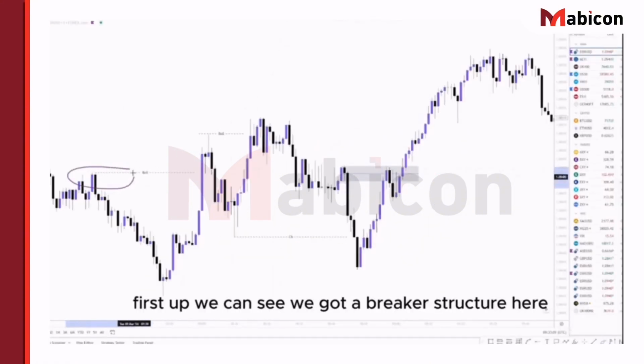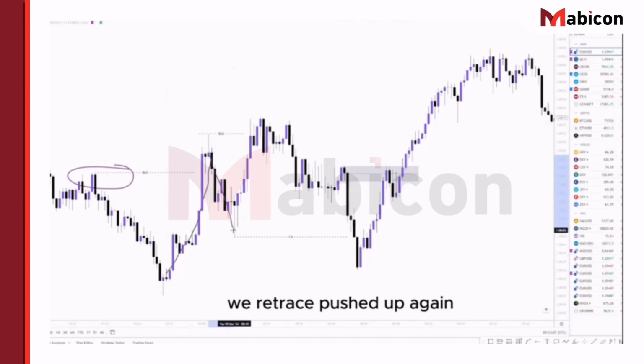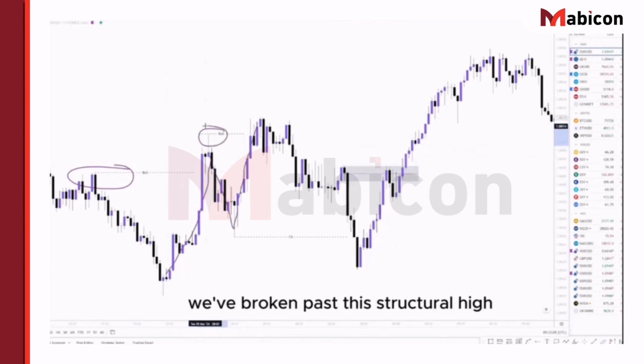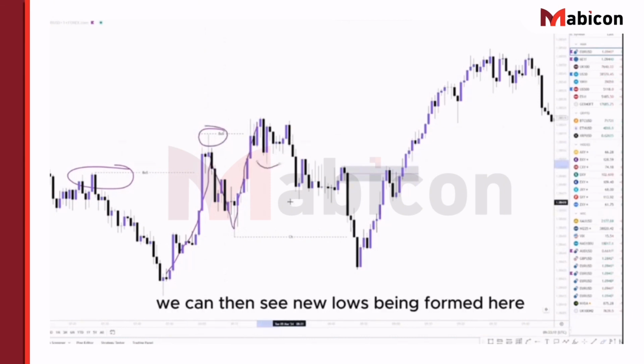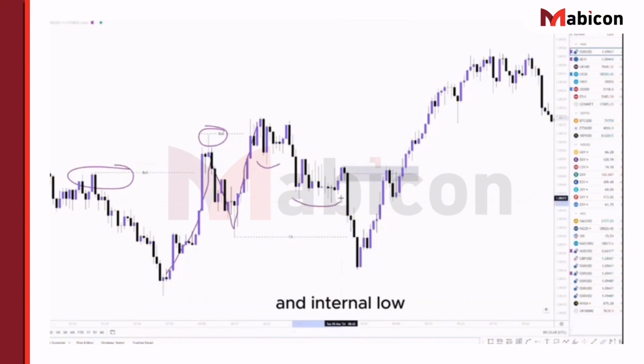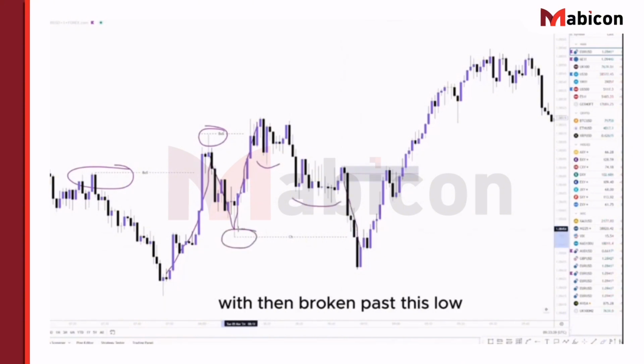Right, so what do we see happening here? First off, we can see we've got a break of structure here. Price is aggressively pushed to the upside. We've retraced, pushed up again. We've broken past this structural high. And eventually we've broken past an internal low. We could then see new lows being formed here, an internal low, which has then seen price push further to the downside. We've then broken past this low, which has caused this high up here.